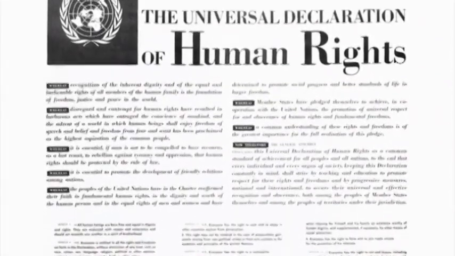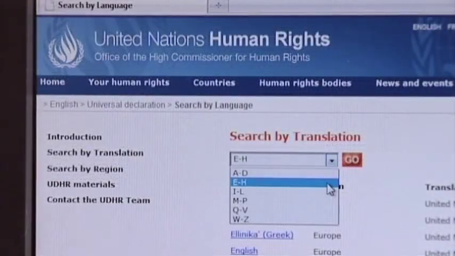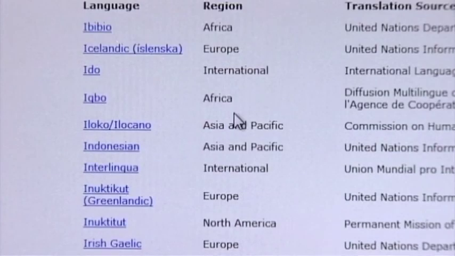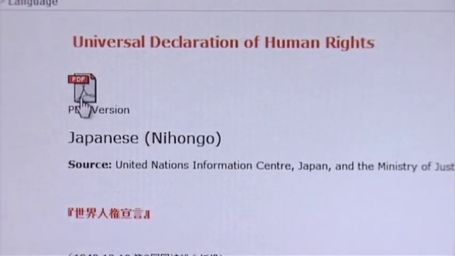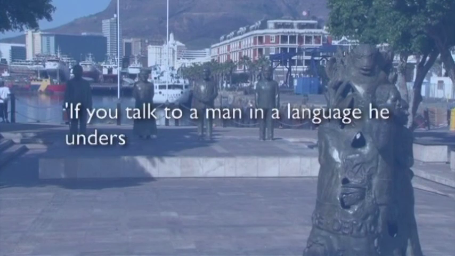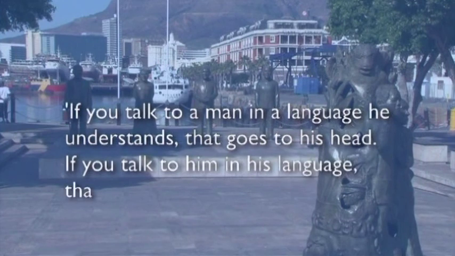Over 60 years after it was written, the Universal Declaration of Human Rights is the most translated document in the world. There are 375 different translations of it on the United Nations website. And this is very important. Nelson Mandela once suggested that if you talked to a man in a language he understood, that went to his head. If you talked to him in his language, that went to his heart.